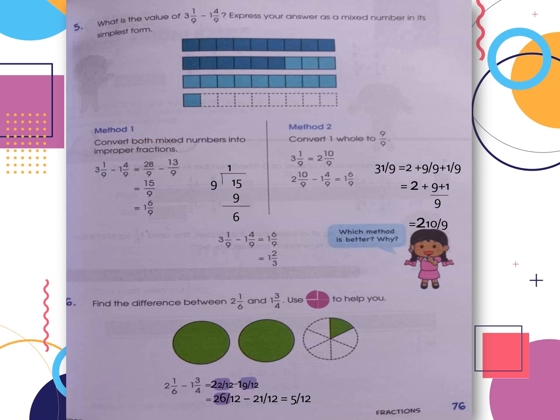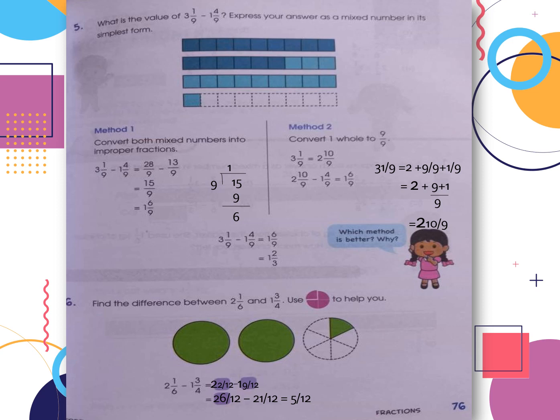With the help of method 2, we are going to convert 1 whole into 9 over 9. We have 3 whole number 1 over 9 and we are going to convert 1 whole into 9 over 9. So now we have 2 plus 9 over 9 plus 1 over 9, as 3 whole number 1 over 9 is 3 plus 1 over 9. So we take the whole number as it is, which is 2. Then we have plus 9 plus 1 over 9. We have added the fraction parts.